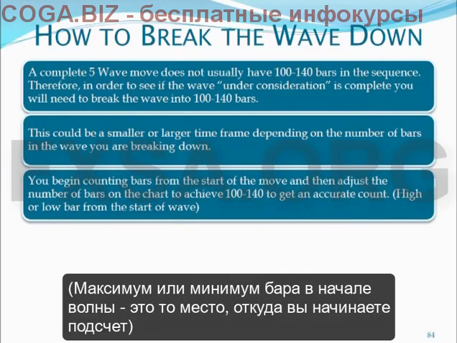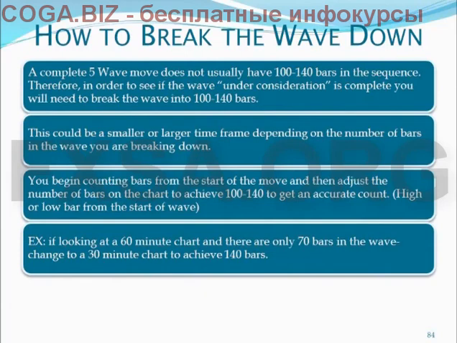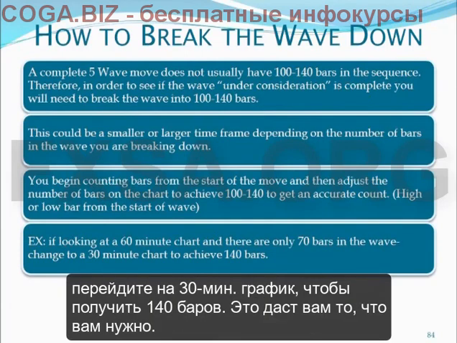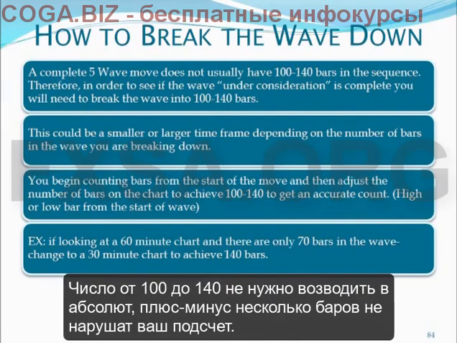High or low bar from the start of the wave is where you're going to begin. Example, if you are looking at a 60-minute chart and you only have 70 bars in the wave, change to a 30-minute chart to achieve the 140 bars. That should bring you right about to what you need. Now again, it may be anywhere from 100 to 140, it might be 95, it might be 152. It's not exact, but that 100 to 140 is important. A few bars in either direction is not going to break your count.